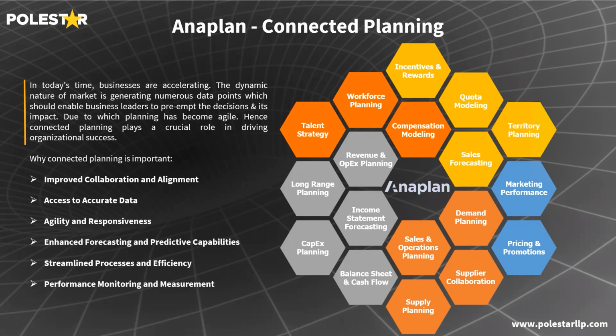Now, when we are talking about one kind of planning, it does not suffice for today's business needs. So it has to take inputs from other plannings and then do its own planning. For example, in a manufacturing industry, the production plans versus your financial plan are all interlinked, and in Anaplan, connected planning is very much possible.